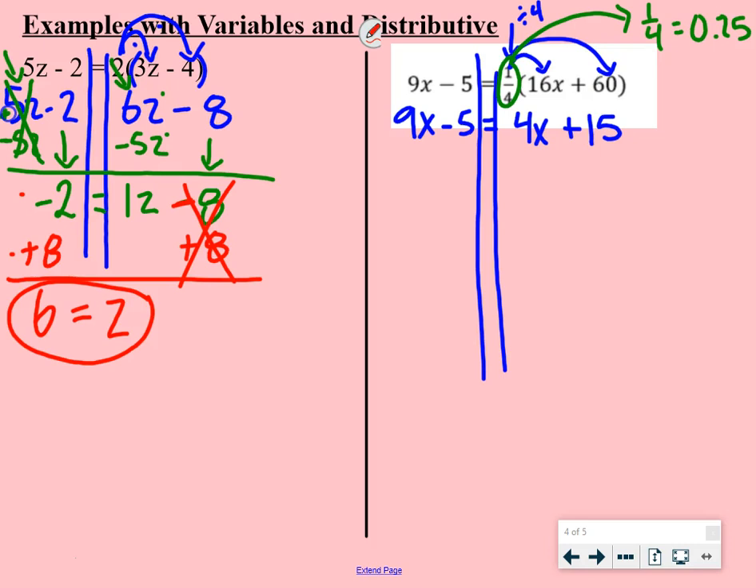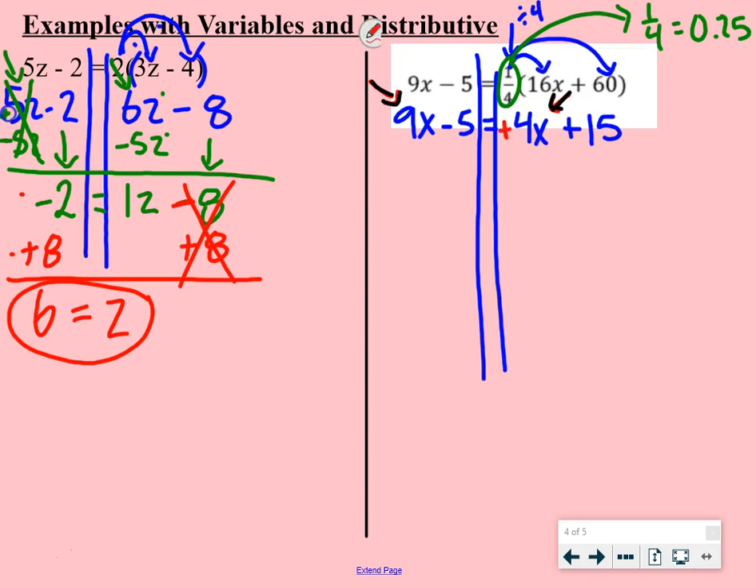Now we have 9x minus 5 equals 4x plus 15. Now we have a 9x over here and a 4x over here. We want to move one of them. Now, for most of this time, we've been moving the one on the left, but I'm going to move the one on the right over here. I'm going to move the 4x. The way I choose to move my variable is I choose the smaller number, because then I don't have to work with negatives. So I'm looking at 9x and 4x. 4x is smaller, so I'm going to move 4x.